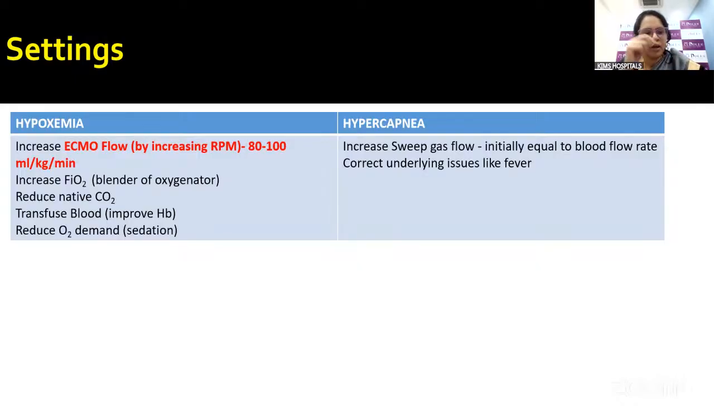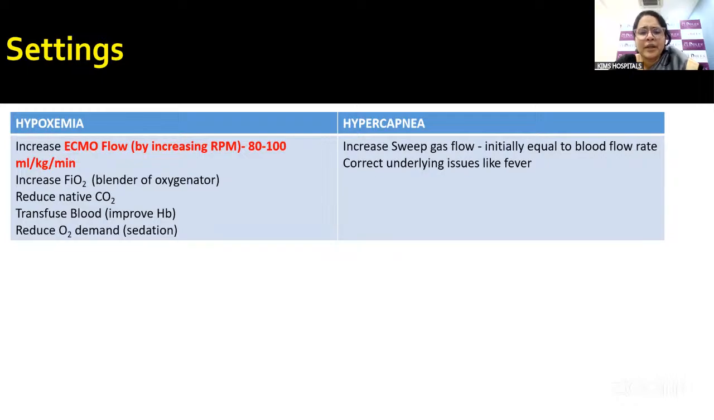The other setting that we can control is the FiO2 of the blender of the oxygenator, and the sweep gas flow rate of the blender. So usually when we are dealing with hypoxemia, and I'm discussing here primarily VV ECMO, we will increase the ECMO flow, which improves the oxygenation. And we may also increase the FiO2 of the blender. The other strategies that can be used would be to transfuse blood to improve hemoglobin and reduce oxygen demand by sedating the baby.